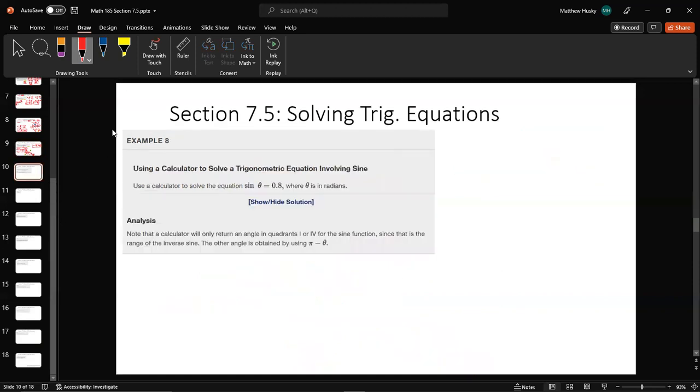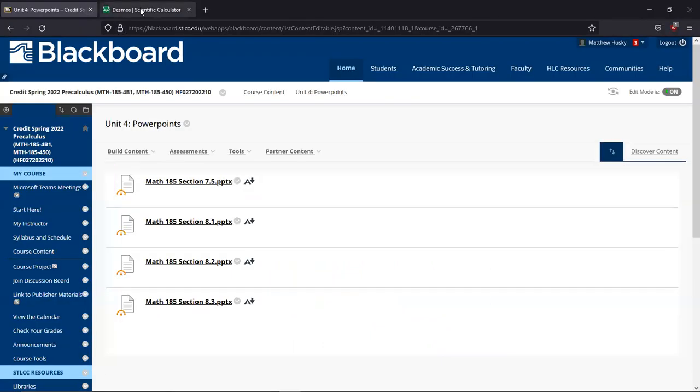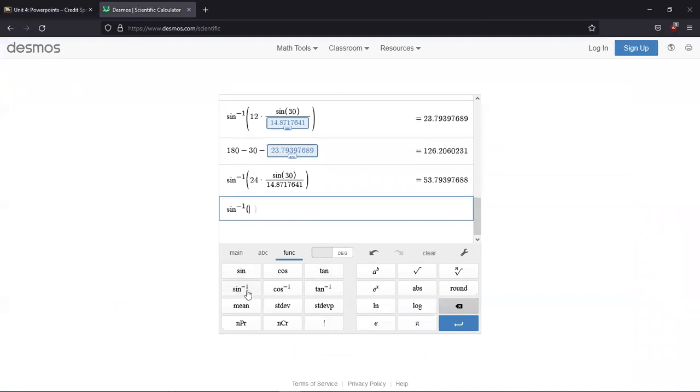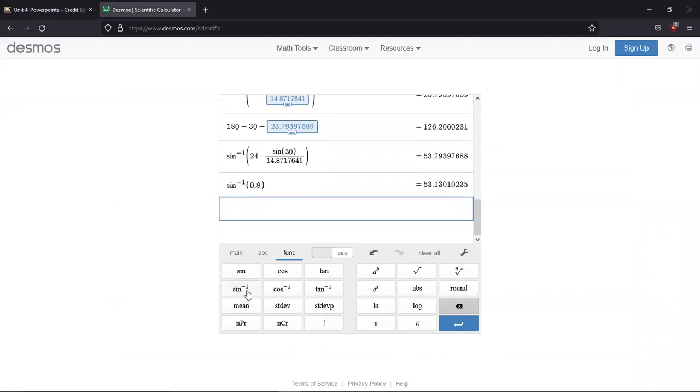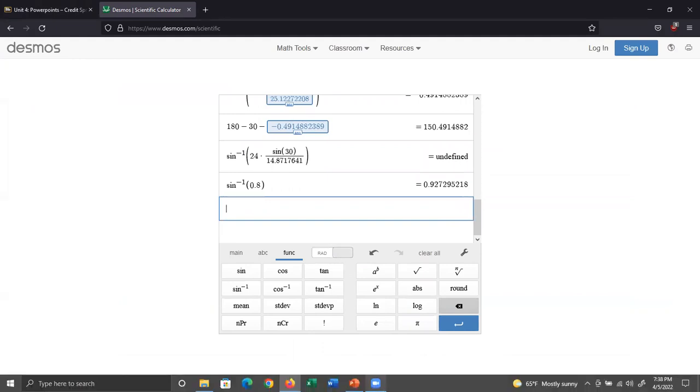Use a calculator to solve the equation sine theta equals 0.8, where theta is in radians. So let's start by finding the main solution. The way you would do this is theta would equal the sine inverse of 0.8. So let's find where that will be. Get ourselves a calculator here. So if I do the sine inverse of 0.8, I'm in degree mode, let's switch it to radians. In radians, that's going to be 0.9273.